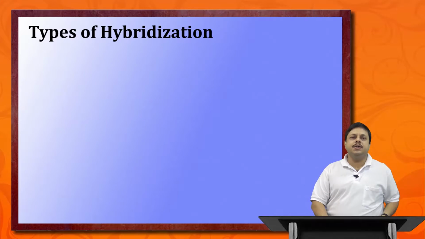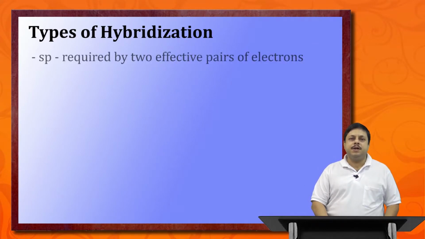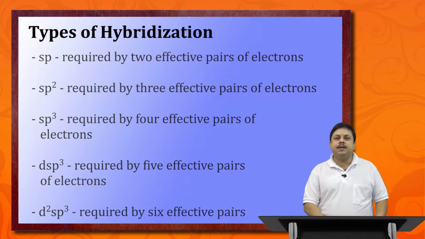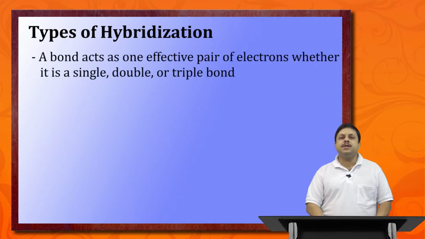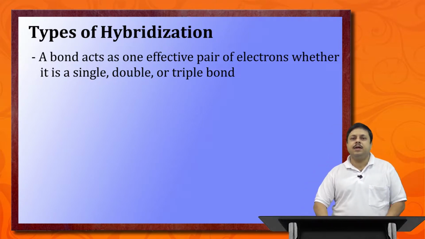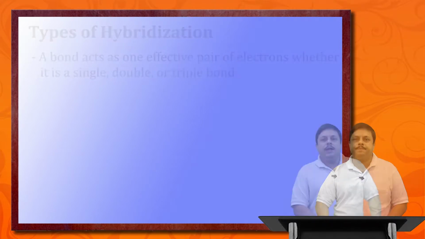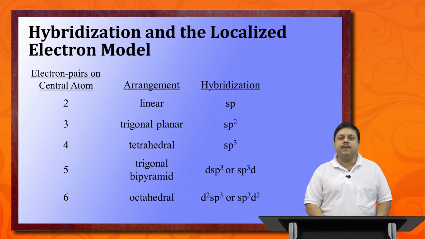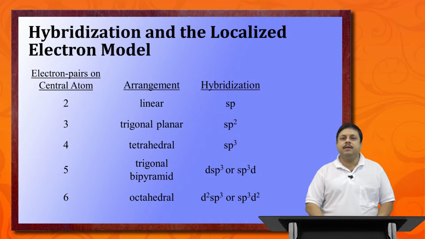There are a few distinct kinds of hybridizations: sp, sp2, sp3, dsp3 and d2sp3, and a bond acts as one effective pair of electrons, whether it is a single, double or a triple bond. The number of electron pairs of the central atom will determine the arrangement. If there are, say, 3 such electron pairs, it's a trigonal planar structure, as in the case of one of the carbon atoms in ethylene.